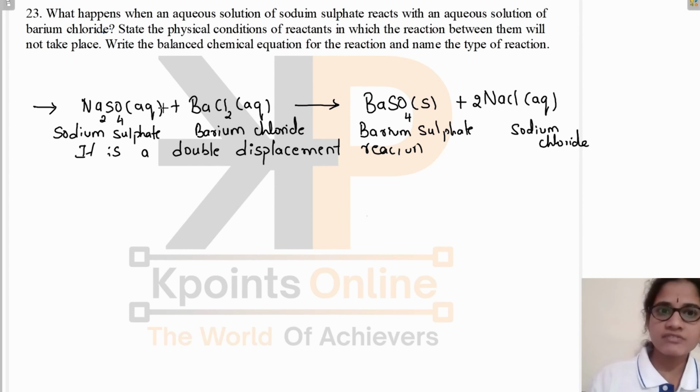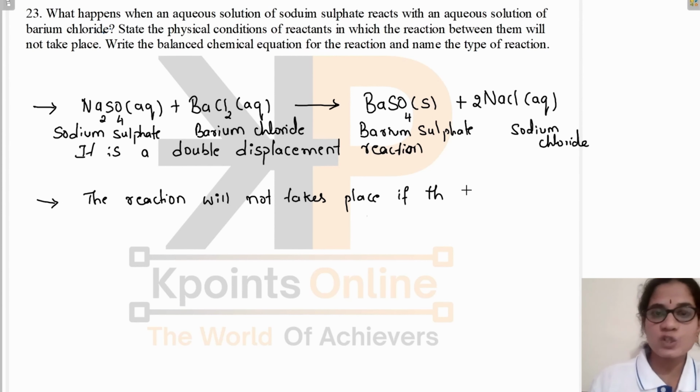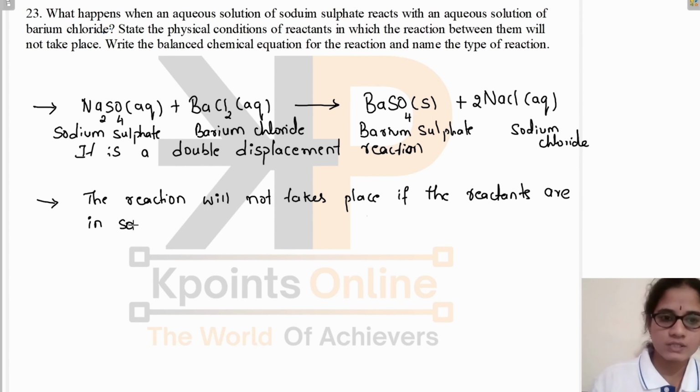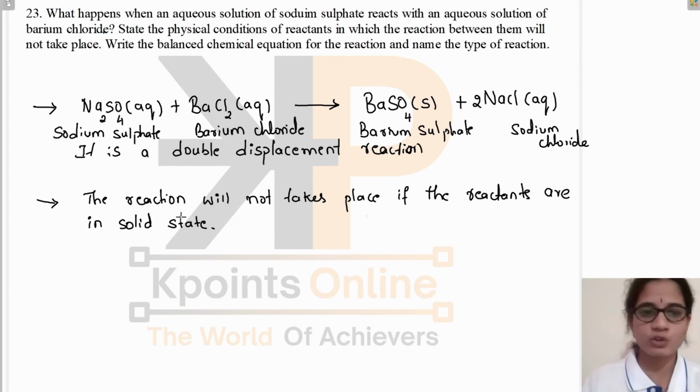Now we have mentioned the physical states. We have also mentioned the type of reaction. Now we have to say under what physical states the reaction will not take place. The reaction will not take place if the reactants are in solid form, as there is no exchange of ions. Okay, so this is the answer for this question.